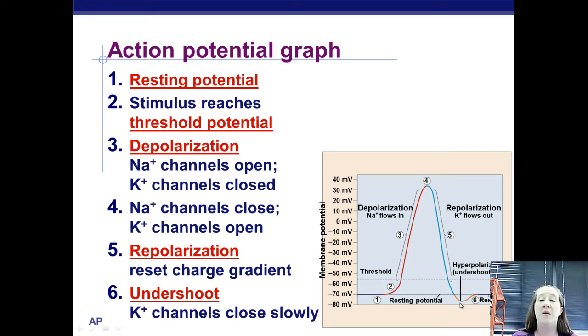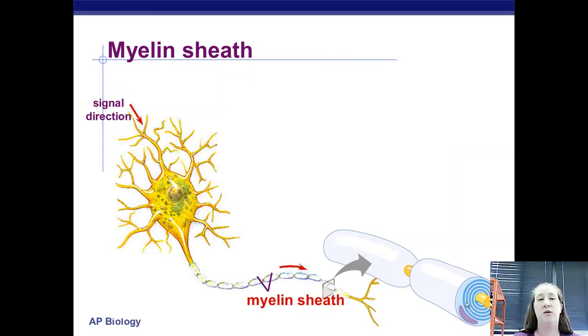So as the cell is reset, it's going to go back up to the minus 70. It goes down almost all the way to minus 80 as it's getting ready to be reset. So you can see this change in the charges in one location. All right, so that's how a neuron fires.